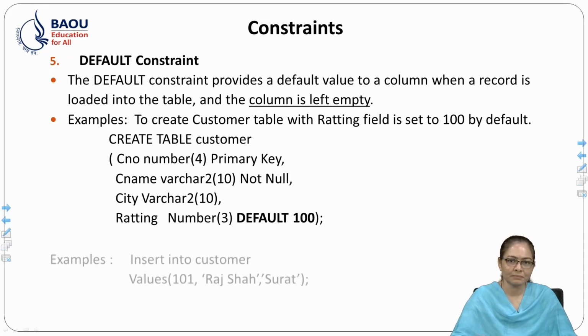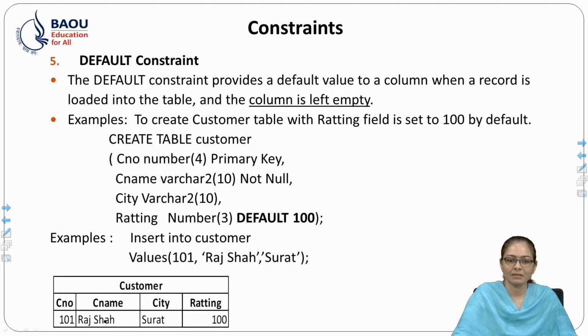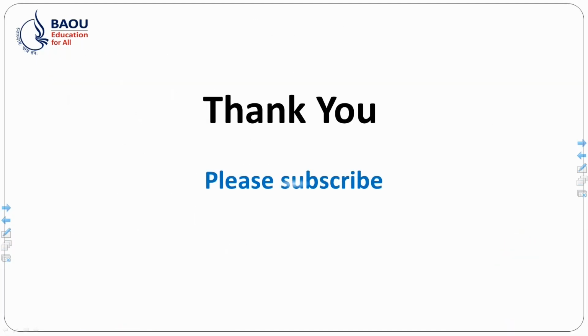For example, we insert a record in the customer table. See, in an example, we write the command like insert into customer, then values in the bracket 101, comma, single quotation Raj Shah, it will be stored in the name column, and then single quotation Surat, it will be stored in the city column. But here we do not give any value for rating, so with 101 Raj Shah Surat, the default value 100 will be stored in the customer table.